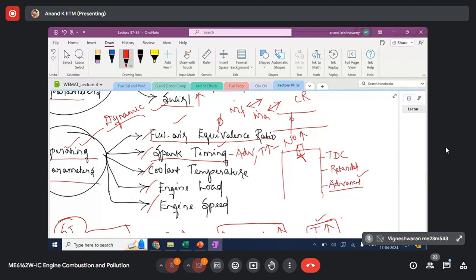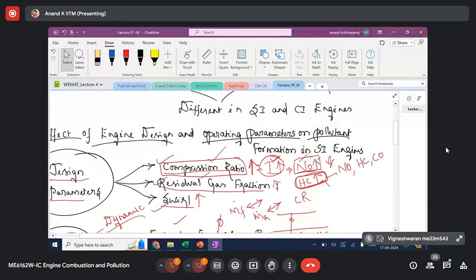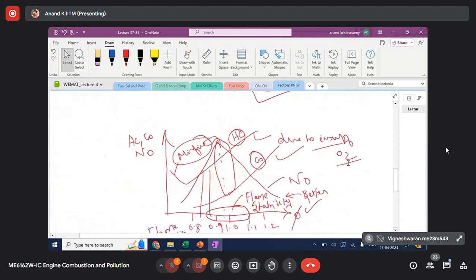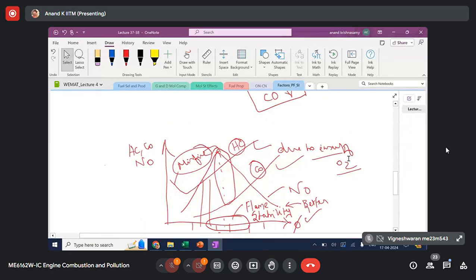Now let us think about what will happen to HC and CO. Let us first talk about HC. It will decrease, sir. Both of them will decrease. Why do you think it will decrease? Oxidation, sir. But again, whatever we have discussed for compression ratio, the same effect you can think of here. When you are advancing the spark timing, I said there is a high pressurization rate during compression. When there is a high pressurization rate during compression, what will happen to crevice flow? It will increase.